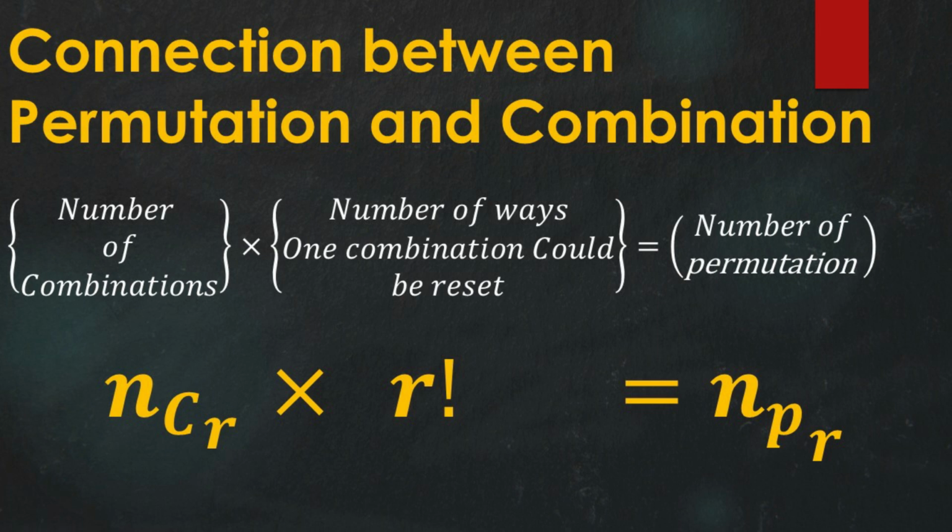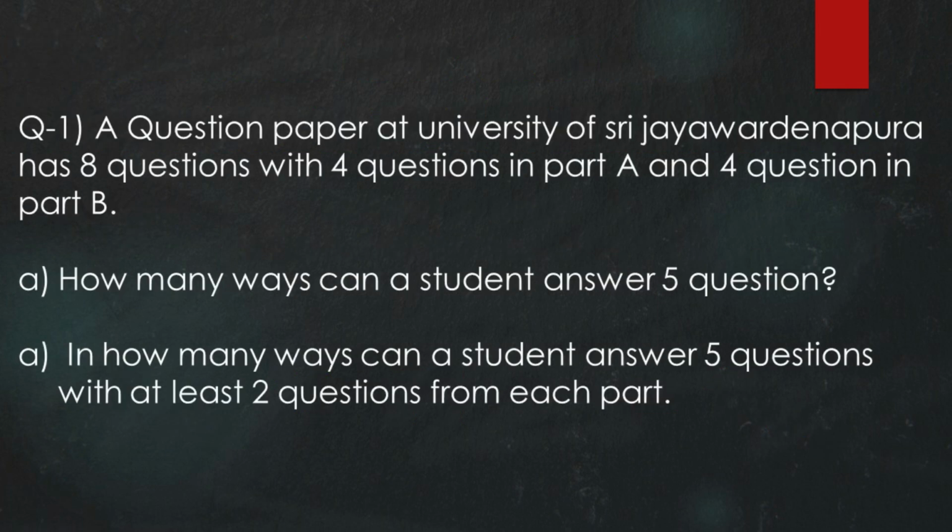Okay, now we can discuss an example. Question number 1. A question paper of the University of Sri Jayawardenapura has 8 questions, with 4 questions in part A and 4 questions in part B. How many ways can a student answer 5 questions? Second, in how many ways can a student answer 5 questions with at least 2 questions from each part? How can we find it? So this is actually selecting. Selecting means combination, right?